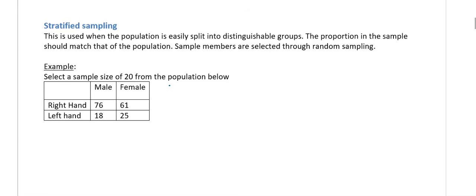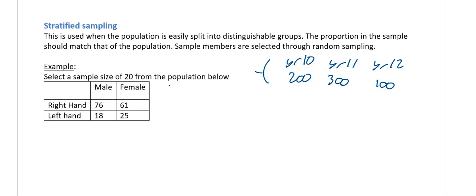Okay, so basically this means if you imagine you had 3 year groups in a school, so say you had year 10, which had 200 people in it. You had year 11, and it had 300 people in it, and year 12, and it only had 100 people in it for some reason. So the population of this school has got 3 year groups, year 10, year 11, year 12, and it has 200 people in year 10, 300 people in year 11, 100 people in year 12.